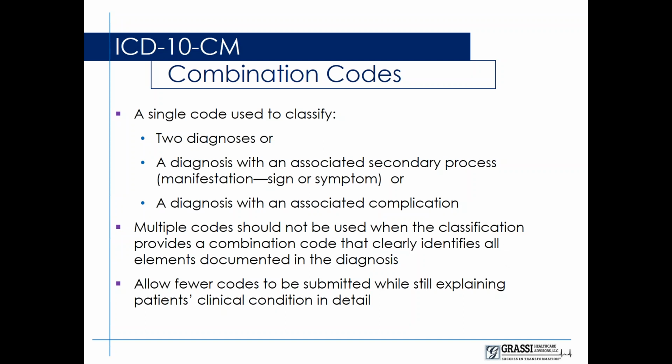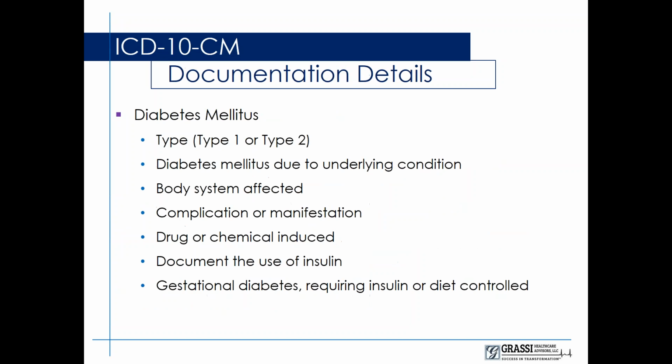So combination codes. You shouldn't use single codes if there are combination codes. A single code is used to classify 2 diagnoses or a diagnosis with an associated secondary process or manifestation. Multiple codes should not be used when there is a combination code, and basically it allows you to submit fewer codes with more clinical information. Next slide, we'll see some examples of those.